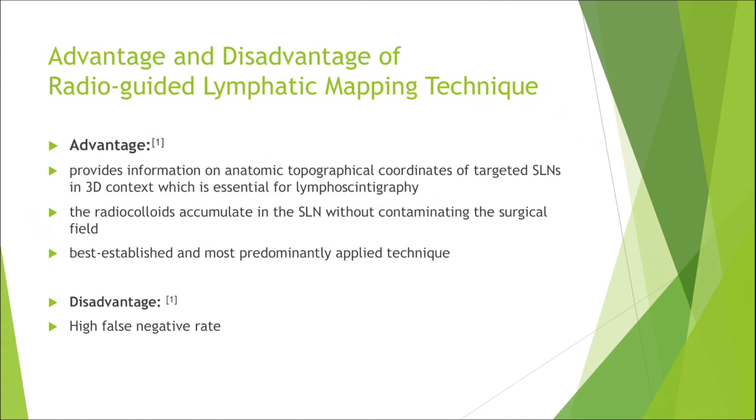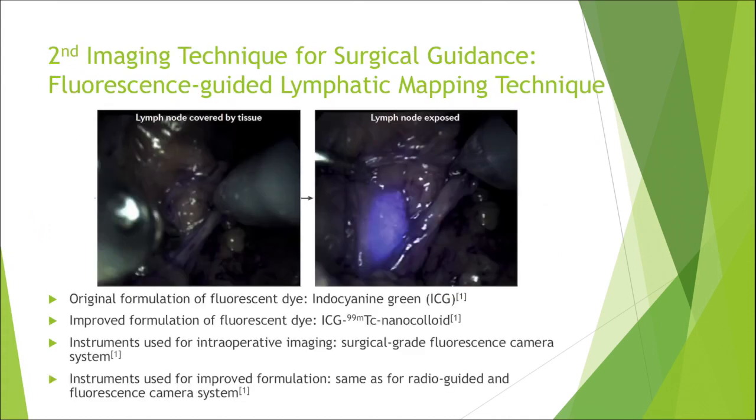The second technique to be introduced is the fluorescence-guided lymphatic mapping technique. This technique originally uses free ICG dissolved in sterile water as the fluorescent dye. It forms complexes with the natural protein and rapidly migrates through the lymphatic system. Unlike radiocolloid that specifically targets SLNs, free ICG does not do that. It is capable of staining the entire lymphatic system, including lymph nodes and lymph ducts, etc.